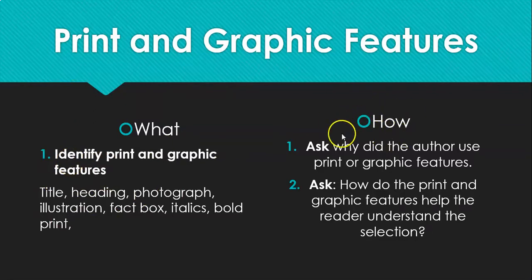And how are we going to do that? Remember to ask yourself, why did the author include the print or graphic features? When you see a photograph, you need to ask yourself, why did the author include that photograph? How does that make me have a connection to the selection? Remember, selection is a whole story. And then you need to ask yourself, how do the print and graphic features help the reader understand the selection? So why did they use them? And how does it make me understand the selection?